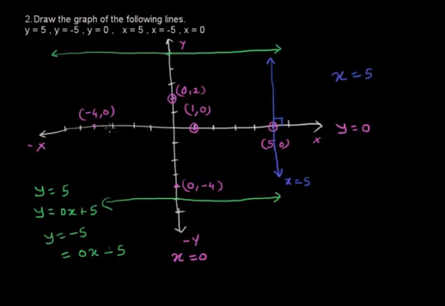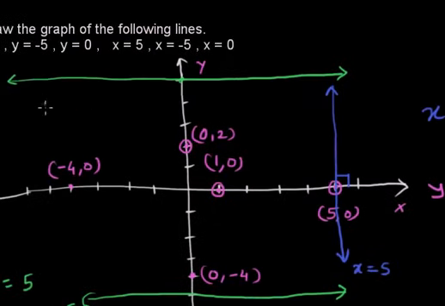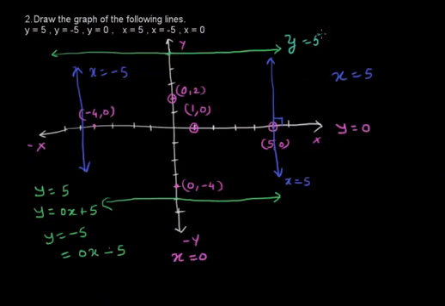Similarly, x equals minus 5: 1, 2, 3, 4, 5. So this is a line which is parallel to the y-axis, x equals minus 5. Similarly, these are the lines y equals 5 and y equals minus 5.